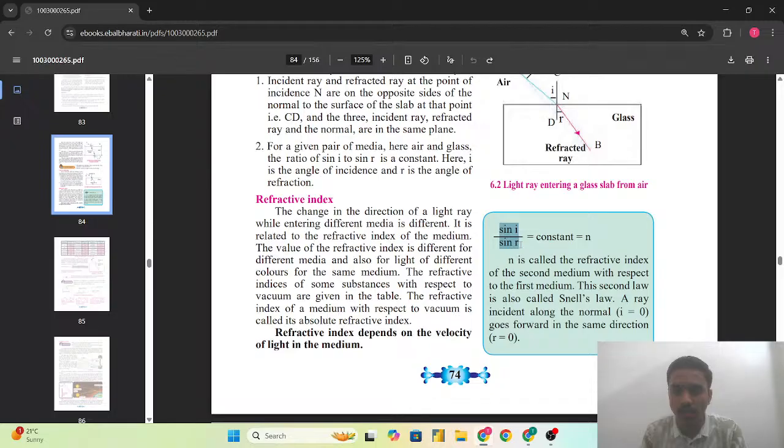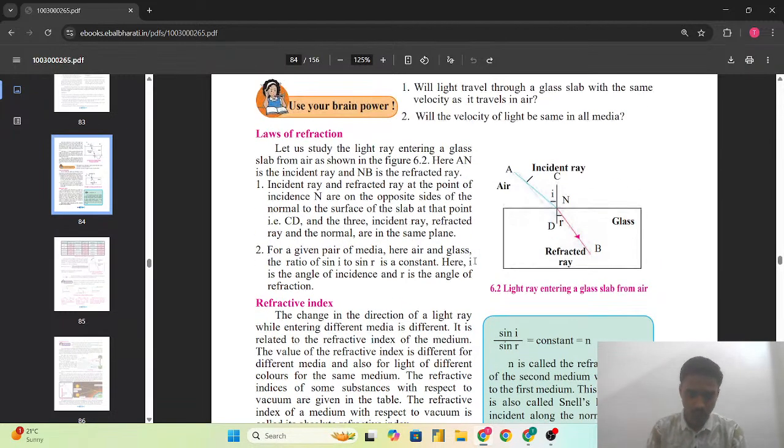That is, the ratio of sin i to sin r is always constant, and this is what is called Snell's law. n is called the refractive index of the second medium with respect to the first medium. This second law is also called Snell's law. A ray incident along the normal, i equals 0, goes forward in the same direction, r equals 0. This is the simple Snell's law, and this Snell's law is the second of the laws of refraction.